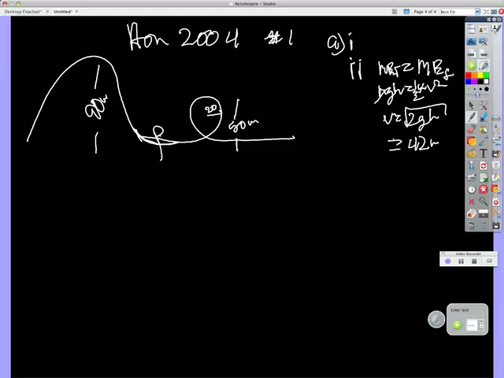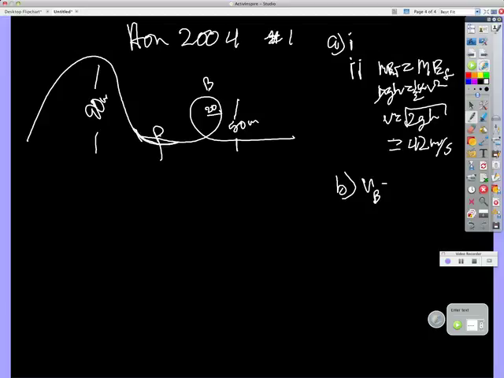Okay, questions? All right. Yes. So B says calculate the speed of the car at point B. So if this is point B, we want to know VB. Okay.